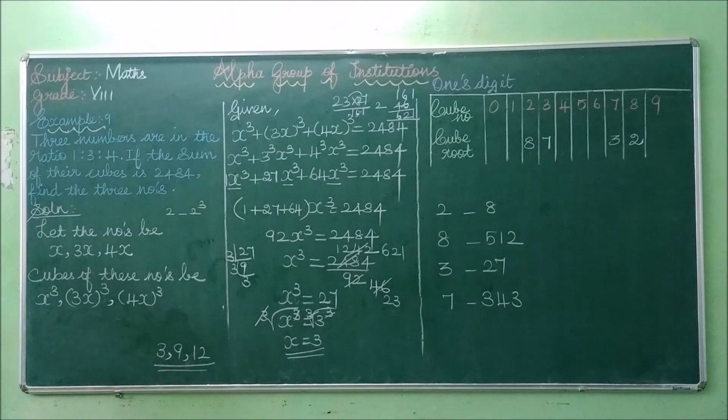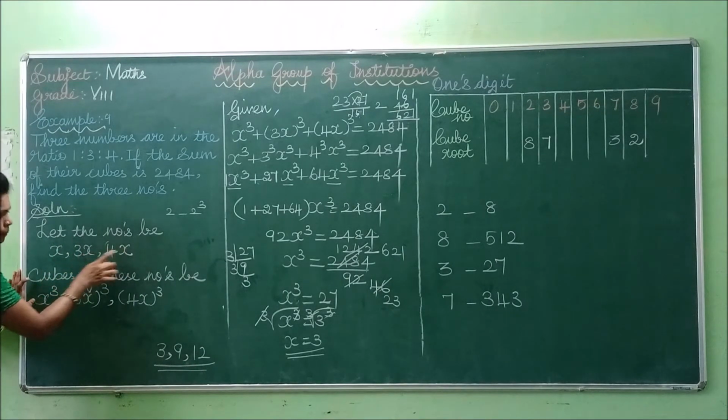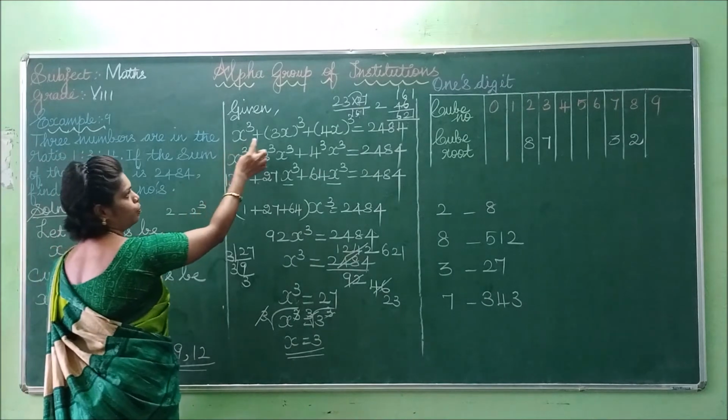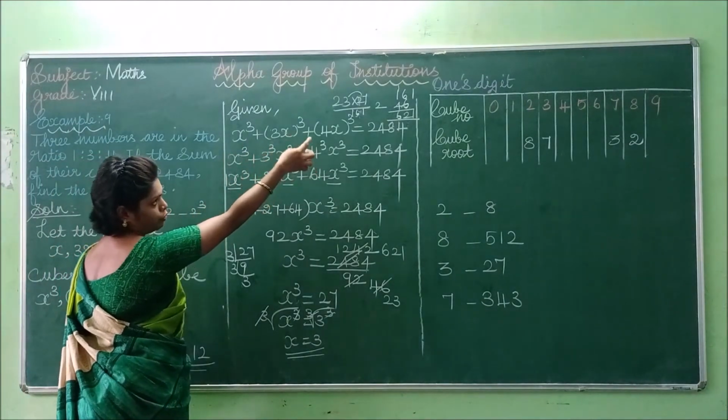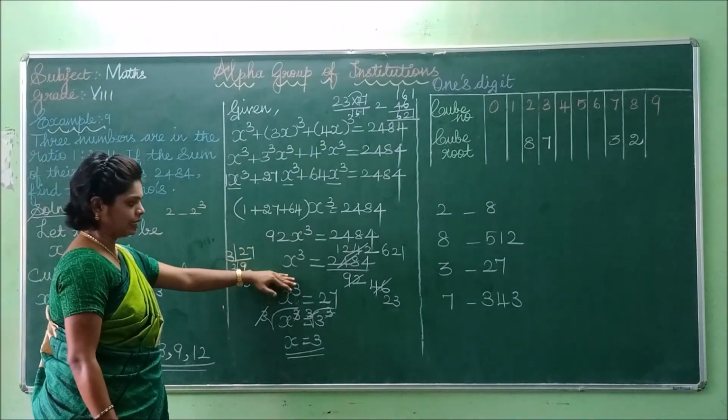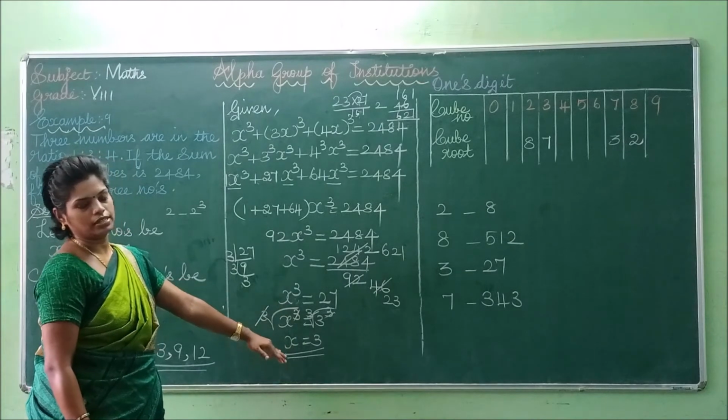Sum of the cubes is 2484. So you have to take the cube of each and every term and add them. The result will be x cube plus (3x) the whole cube plus (4x) cube, which is equal to 2484. From solving these values, you will get x cube equal to 27.